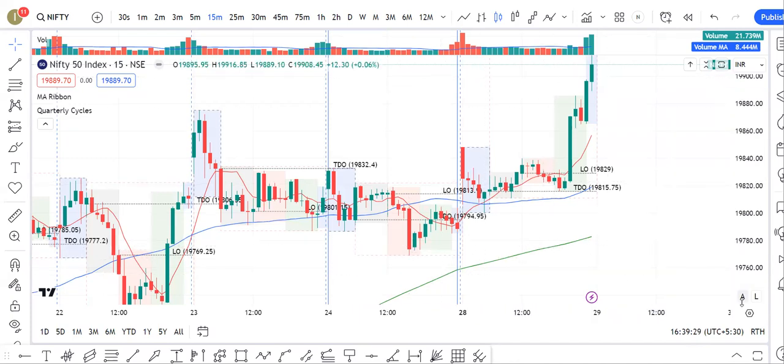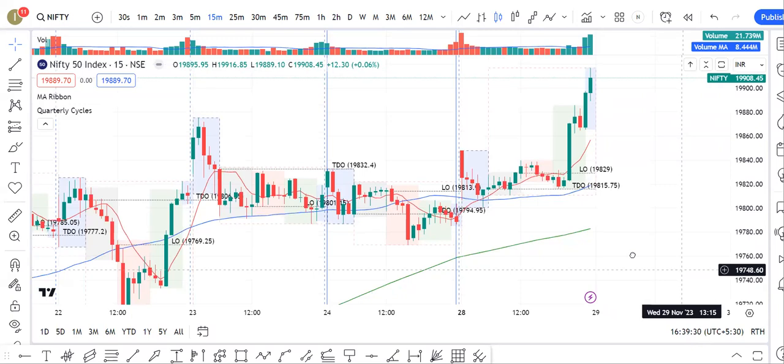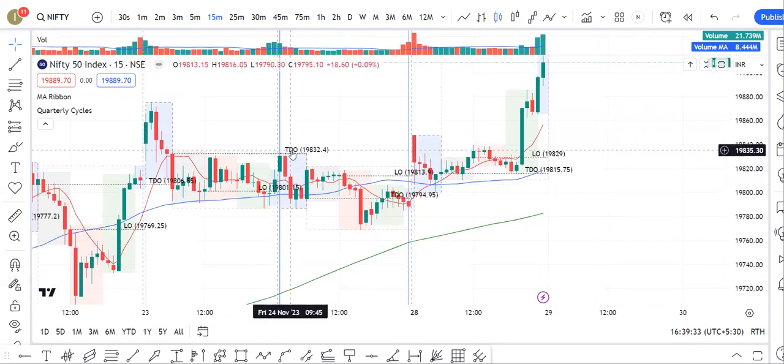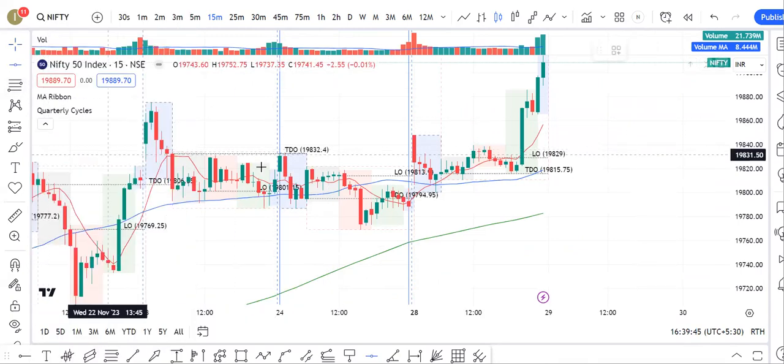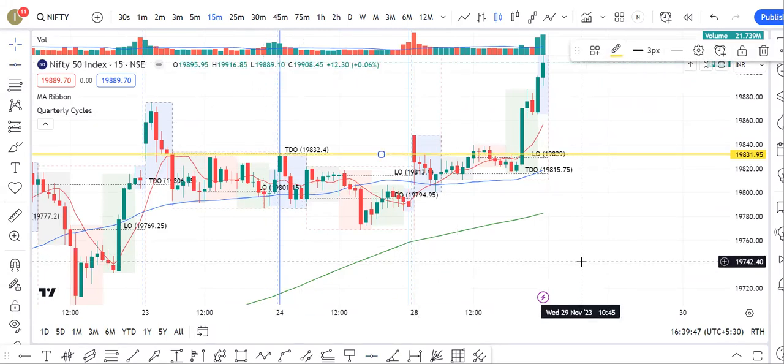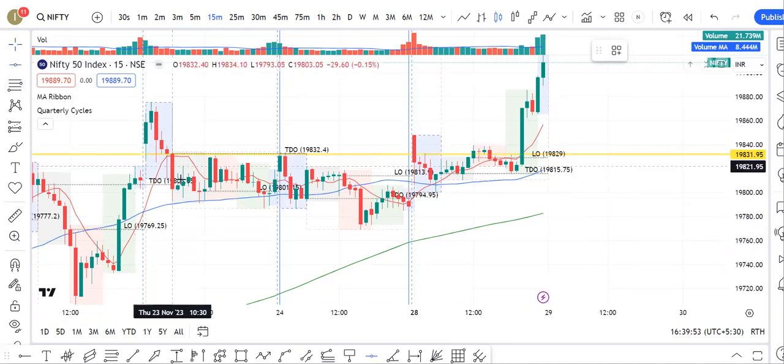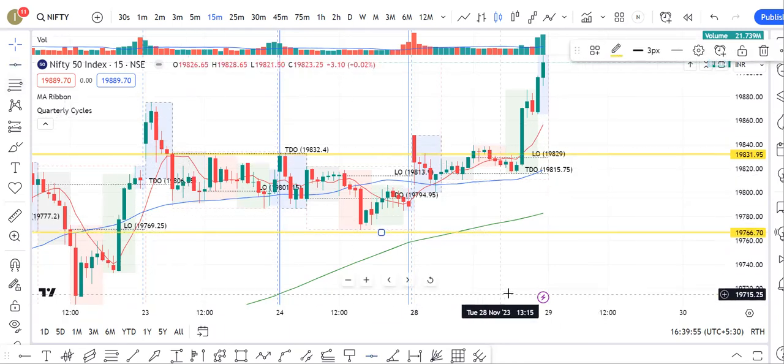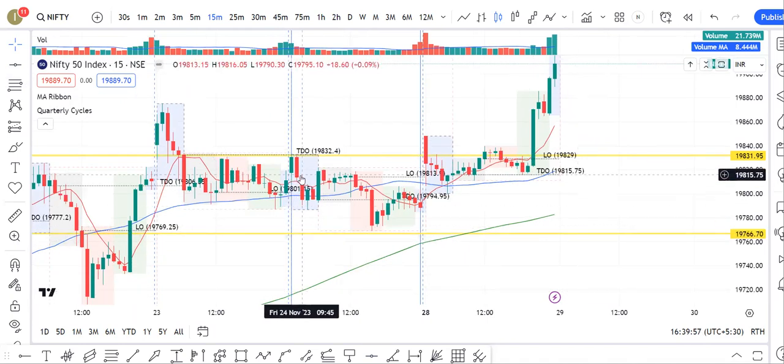Here, to begin with, always you have to mark the sessions. This is the beginning of the session. Previous day, 24th November, it made a high of 19,832 and a low of 19,760. Okay. See, these are the sessions.